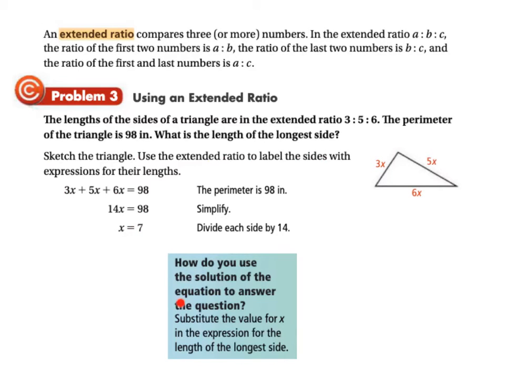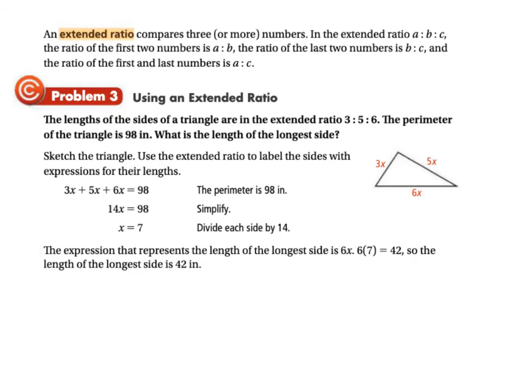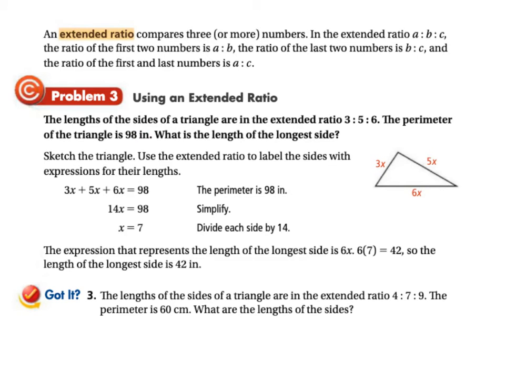Now, how would we use this solution? We're going to now substitute that value of x into the expression for the longest side, 6 times x, or now 6 times 7. And what do we get? We get that the longest side is 42, and what was the units? The units was inches, so make sure you write that as well, 42 inches. Okay, try this with your got it problem. Do the same thing.